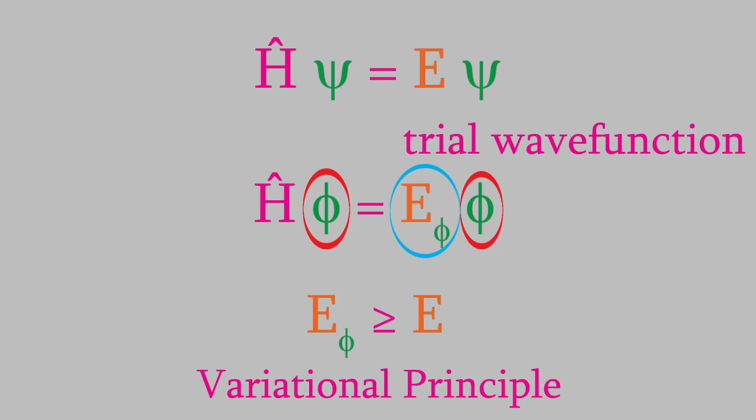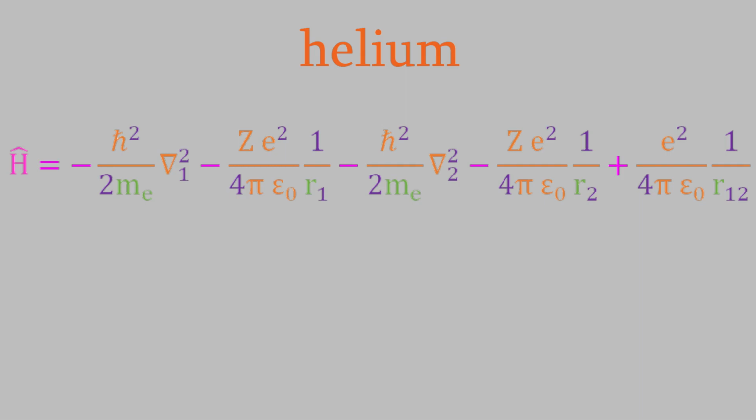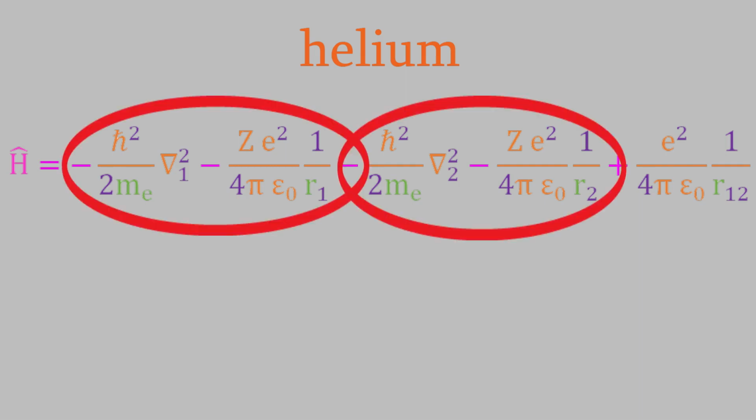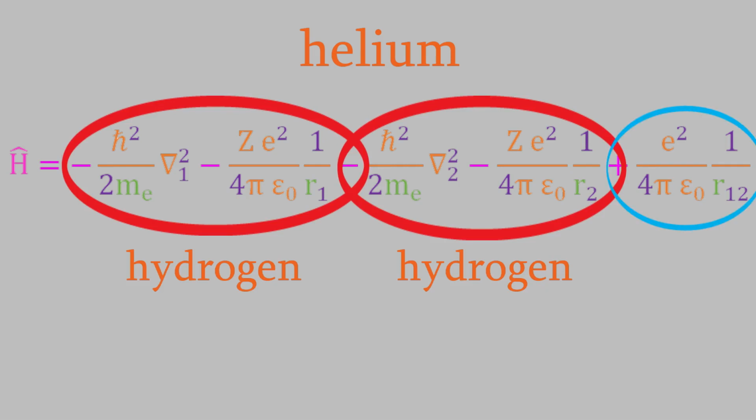Well, you might remember from video 18 that the Hamiltonian for a helium atom is very similar to the sum of the Hamiltonians of two different hydrogen atoms, plus an additional term to account for the repulsion between the electrons. That gives us a clue as to what might make a good trial wave function.